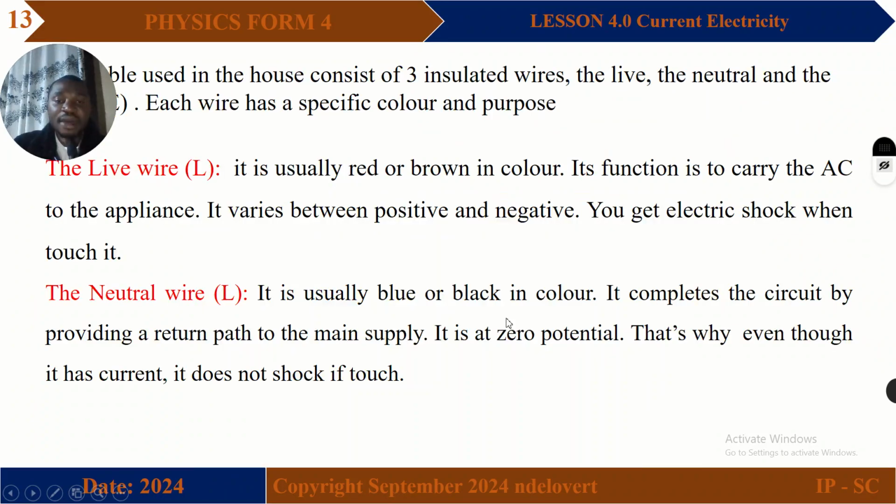Now, there are three cables that we use in the house when doing electrical installations: the live wire, the neutral wire, and the earth wire. The live wire is always red or brown, and it carries the AC current to the appliance. That's the function of the live wire.